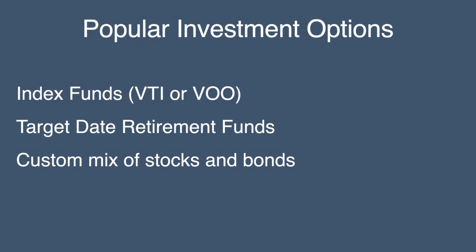Roth IRAs allow you to invest in different assets, such as stocks, bonds, ETFs, mutual funds, and more. Choosing what to invest in is ultimately up to you, but some popular options you may want to consider include index funds, such as VTI or VOO. You could do target date retirement funds, depending on your age and when you plan on retiring, or you could build your own portfolio of stocks and bonds.